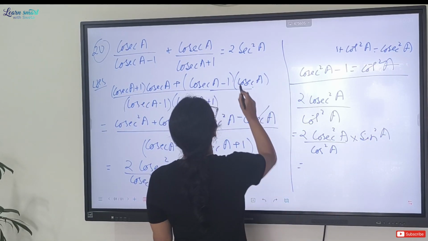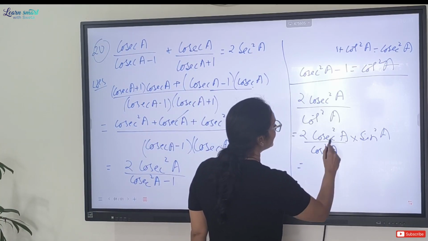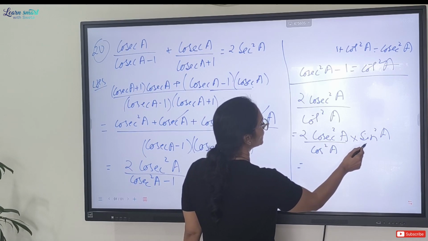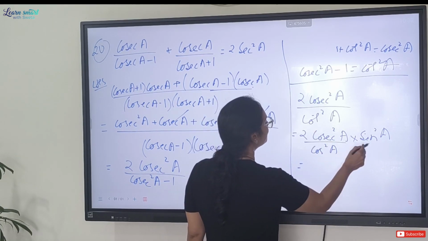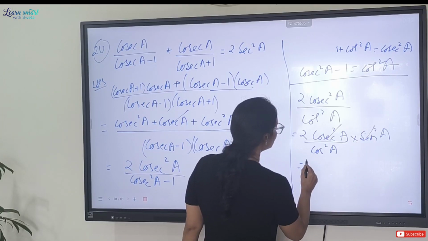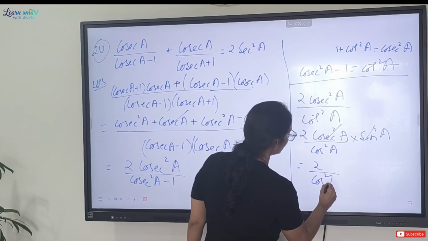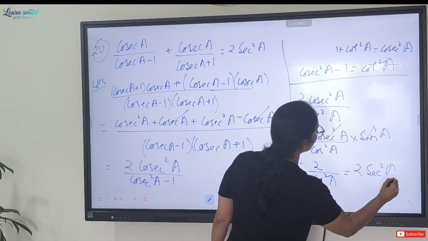Now we have to get to sec square A. So sin and cosec are reciprocals of each other. So cosec square A into sin square A, because sin square A is 1 by cosec square A. So this we can simply cancel, and we are left with 2 upon cos square A, which means we are getting 2 sec square A.